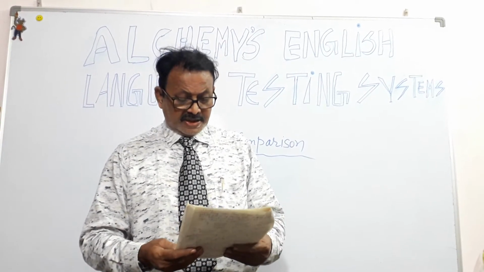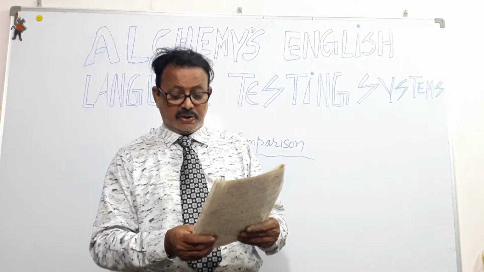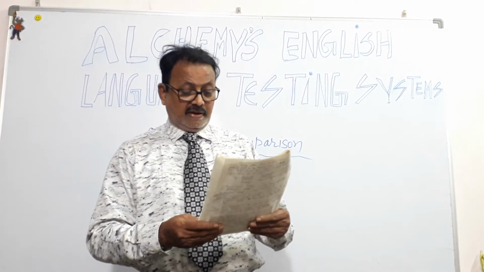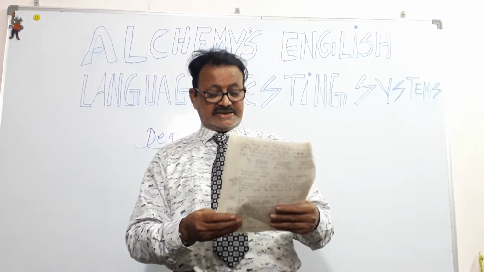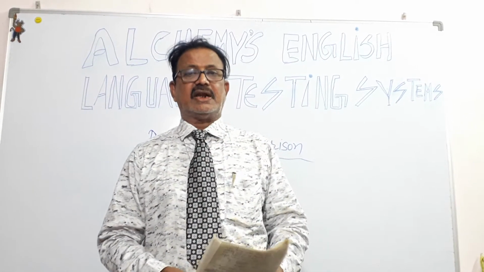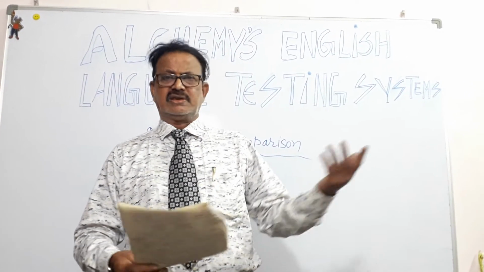The superlative degree of an adjective denotes the highest degree of the quality and is used when more than two things or sets of things are compared, as: this boy is the strongest in the class. This boy is the strongest in the class, means he is the strongest.